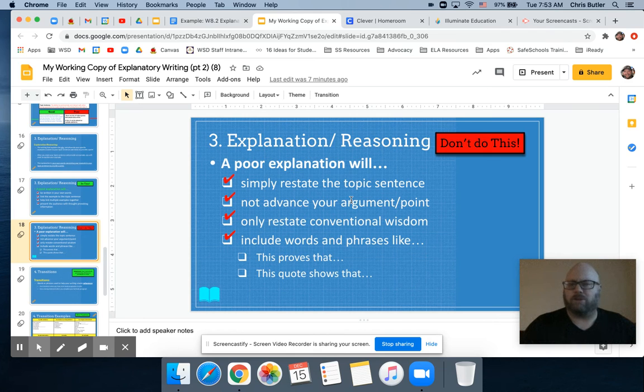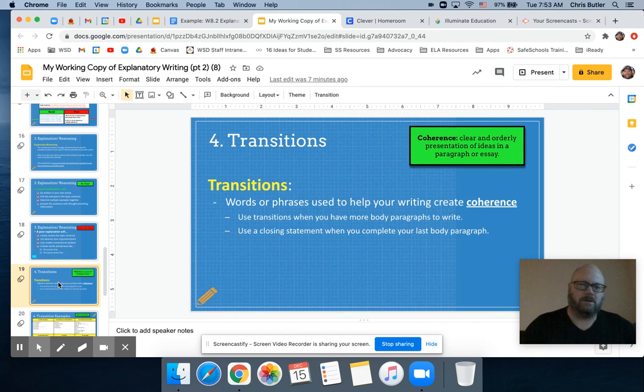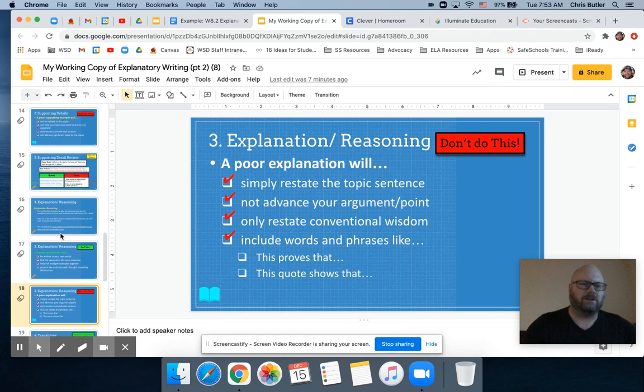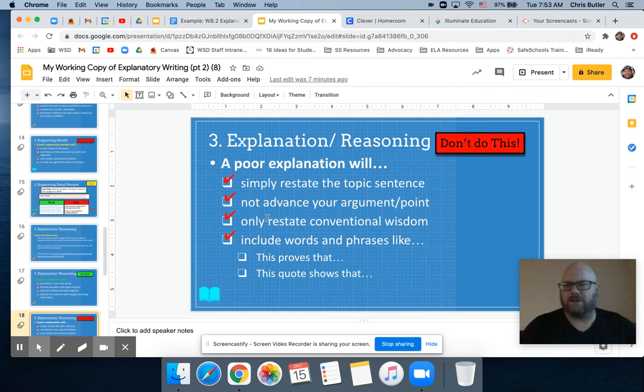Poor ones will simply restate the topic sentence. They won't advance your argument. They'll only restate conventional wisdom. Remember that thing I talked about, common knowledge? And include phrases like, this proves that, and this quote shows that. We want to avoid those types of things. Okay? All right, so that is your evidence and reasoning. Okay, each paragraph has a topic sentence, then evidence and reasoning. Next, we're going to talk about the transition.